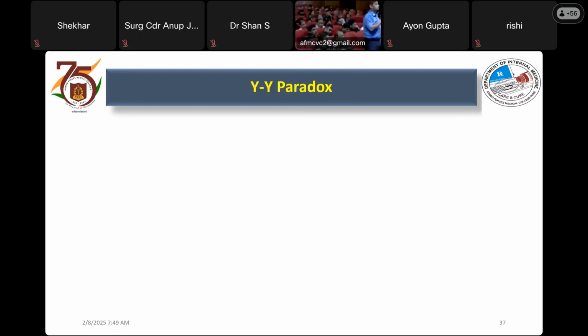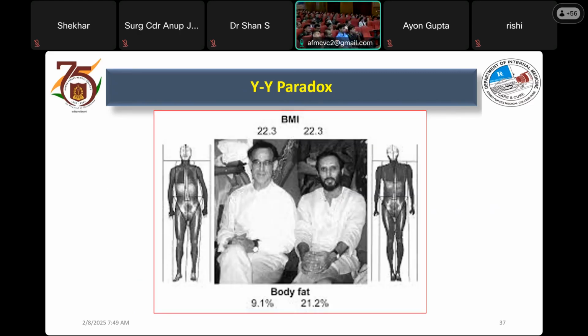Sir, this paradox was seen in the early 2000s, by two physicians, Yajnik and Yudkin. Both had similar BMI, but the Indian physician had a higher body fat percentage. So it is not a decade back, it is always seen; it was described a decade back. Dr. Yajnik is from Pune, a stalwart diabetes researcher, and this Y-Y paradox is very extensively quoted in high impact literature.